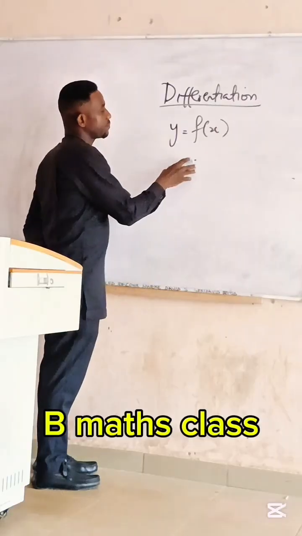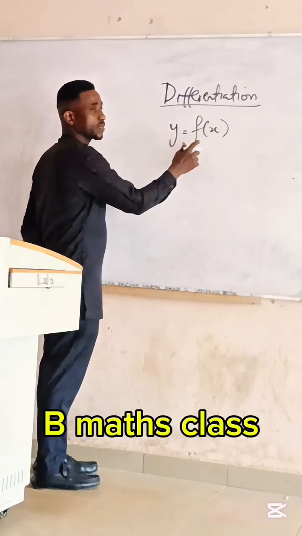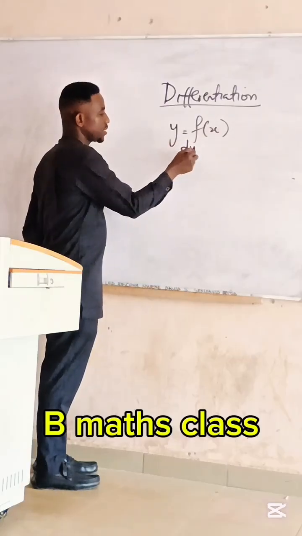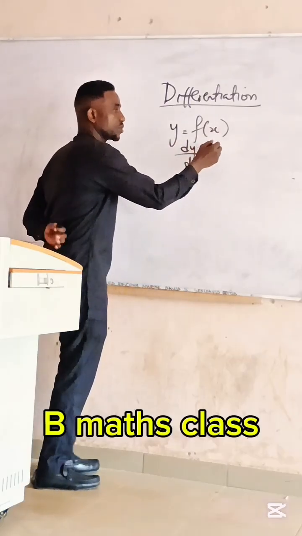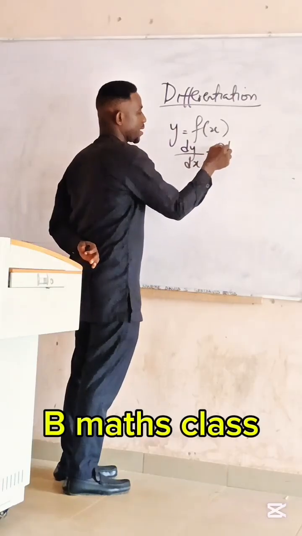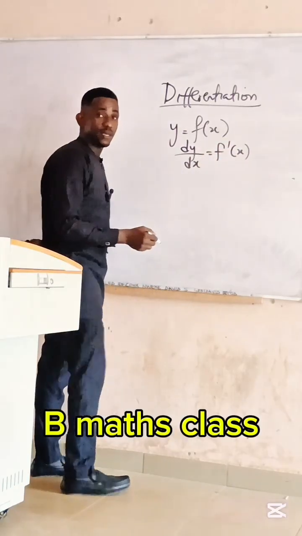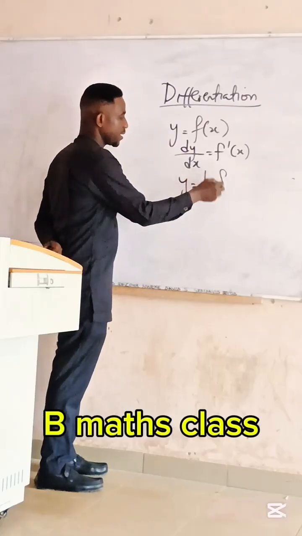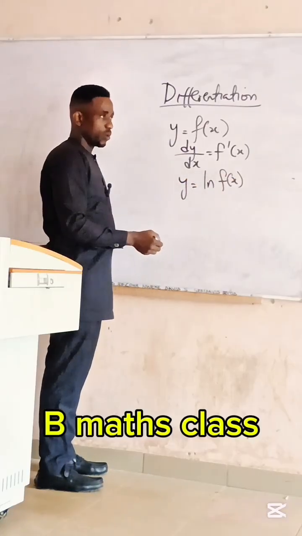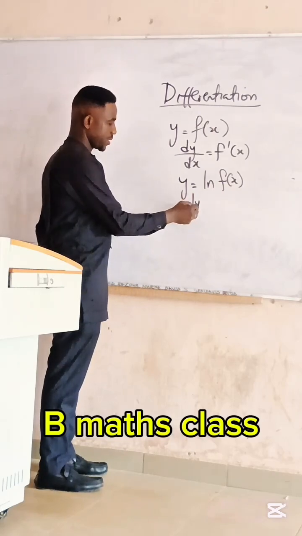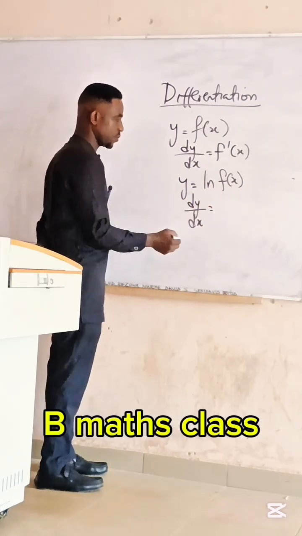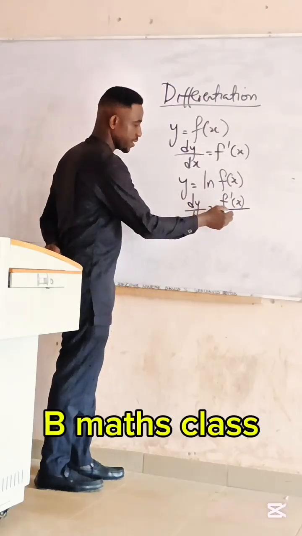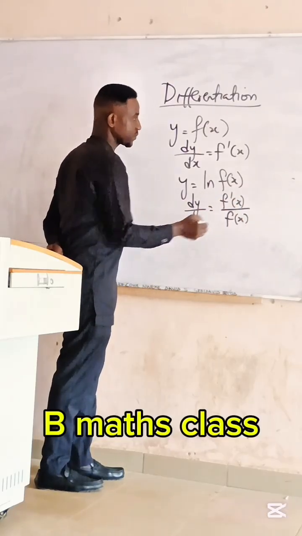Okay, if you are given a function y equals f of x, and you are asked to differentiate this, we should know that dy/dx is equal to f prime of x. Okay, so when you have y equals ln f of x, what will you do? dy/dx is equal to f prime of x all over f of x.